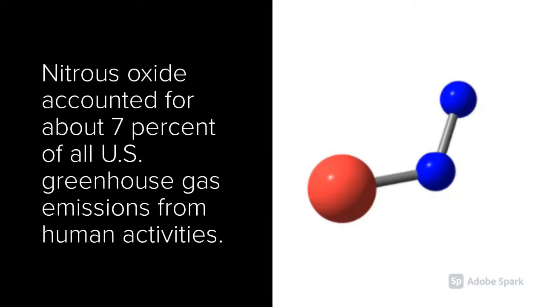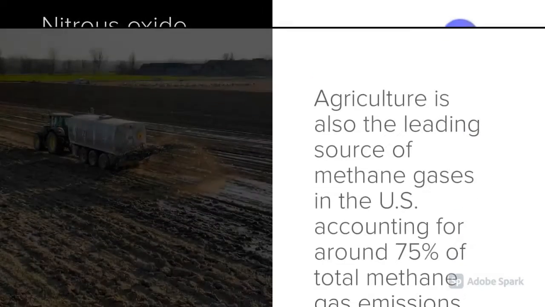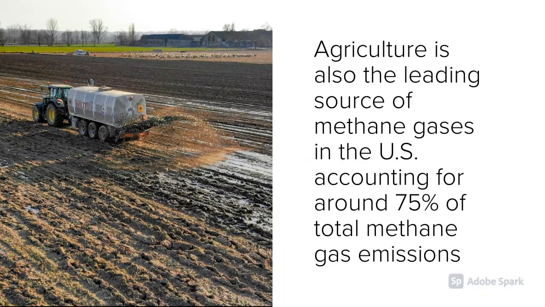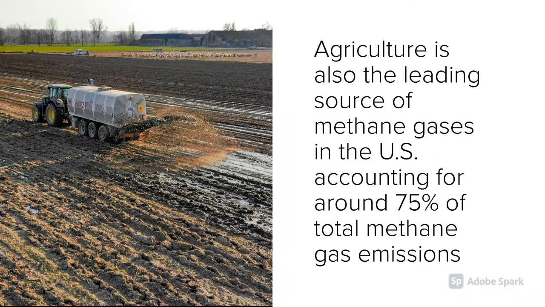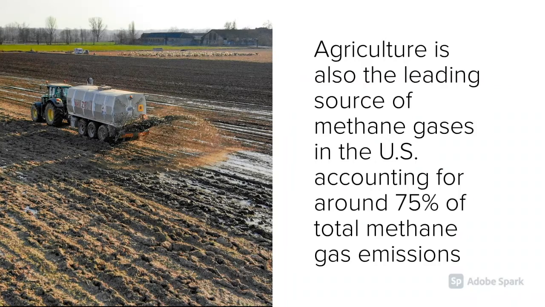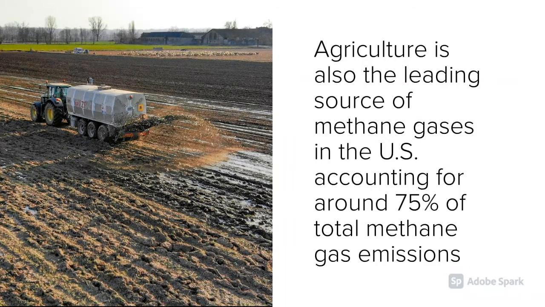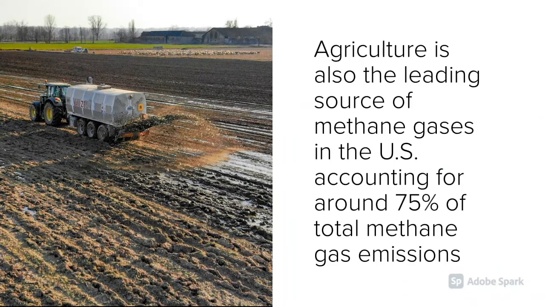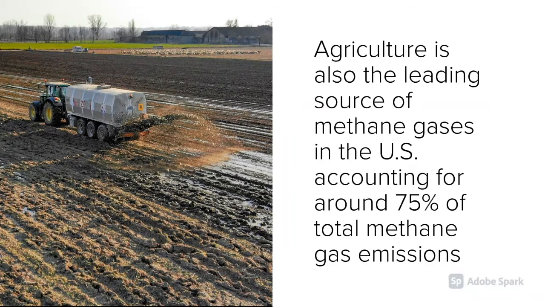Nitrous oxide accounted for around 7% of all U.S. greenhouse gas emissions in 2019. Agriculture, industrial processes, and wastewater management also release nitrous oxide along with fuel combustion. Agriculture is also the leading source of nitrous oxide in the United States, accounting for around 75% of total nitrous oxide gas emissions. Various agricultural soil management activities, like the application of synthetic and organic fertilizers, other cropping activities, management of manure, and burning of agricultural residues, result in nitrous oxide emissions.